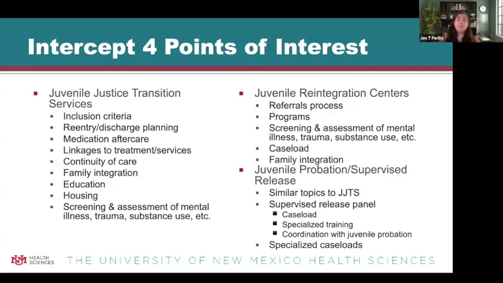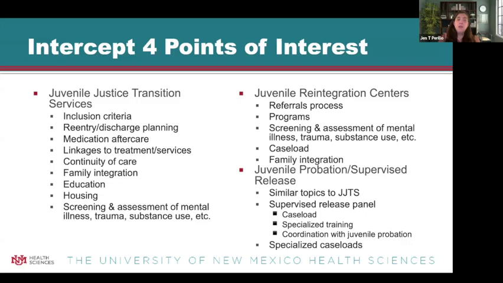So there are a number of different points of interest, again, at this intercept. One is juvenile probation or supervised release. And so this is going to be setting of conditions for those individuals as they transfer out of those correctional facilities. And for particular youth that are considered at higher risk, they may also qualify for juvenile justice transition services. So it's simply a higher level of care there.